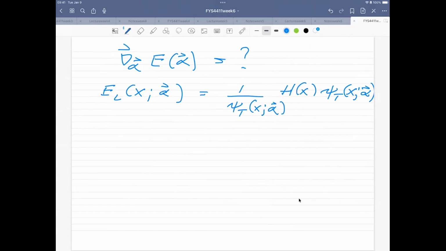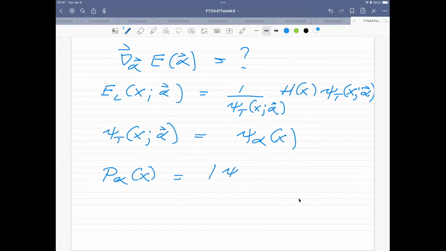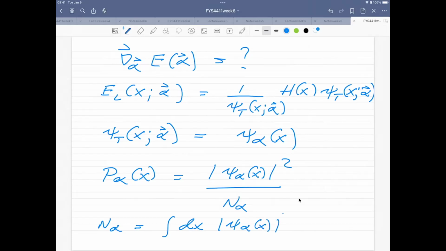Now I'm going to make life a little bit easier for myself. So I'm not going to have this t trial. I'm going to simplify things a little bit so that we have less notational clutter when we are setting up the equation. So I'm going to let this be given by psi alpha of x. Just to simplify. And we know that we have the probability p alpha of x, which is simply given by psi alpha of x squared divided by the normalization constant as a function of alpha. And we know that this normalization constant is nothing but the integral over dx of psi alpha of x squared. If we look at this probability distribution, we know that if we integrate dx p alpha of x, this is normalized to 1.